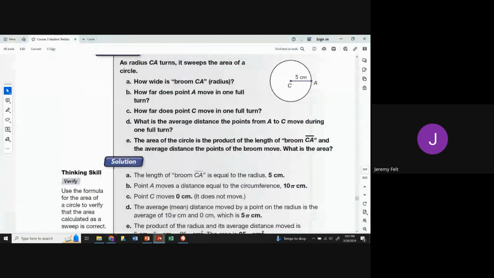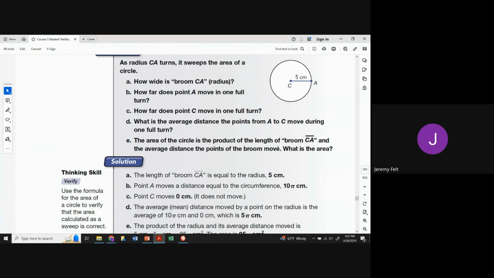E, we're asked, the area of the circle is the product of the length of the broom, CA. Okay, so this is where it's getting back to the sweep, and then this is going to tie into finding surface area and lateral surface area of the cone in the middle. So the area of the circle is a product of the length of the broom, CA, and the average distance the points of the broom move. What is the area?